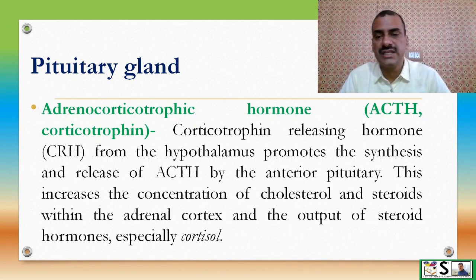Next hormone is ACTH, adrenocorticotropic hormone or corticotropin. Corticotropin releasing hormone or CRH from the hypothalamus promotes the synthesis and release of ACTH by anterior pituitary. This increases the concentration of cholesterol and steroids within the adrenal cortex and output of steroid hormone, especially cortisol.